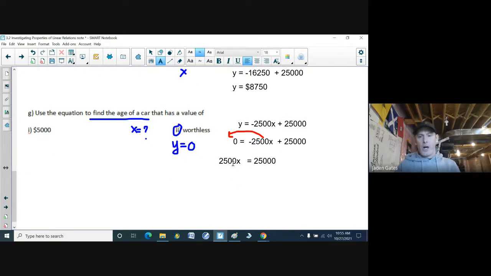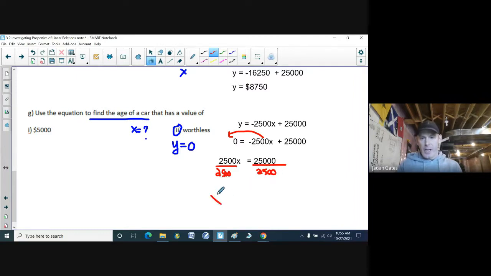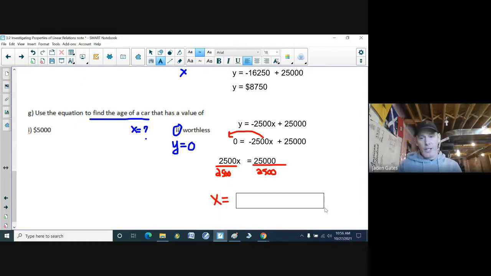All right, so last thing to do is to isolate the variable. So I'm going to divide both sides here by 2,500. All right, and so my X value, how old's my car before it's worthless? Well, let's see here. 25,000 divided by 2,500. And I get 10 years right on. And then this car is basically worthless.